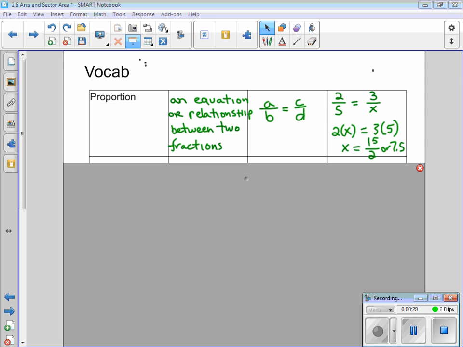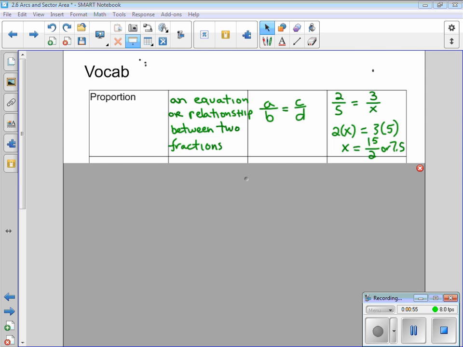Okay, so we're ready to do your vocabulary. Please put this on another piece of paper. Proportion, it's an equation or a relationship between two fractions. And so you can see an example of that. And then in the far right-hand corner, I give you two fractions, and I remind you, and you can put these in your own words here, cross multiply. If you have two fractions that are equal to each other, you cross multiply. That's why it says 2 times x, 5 times 3. You just simply solve that.